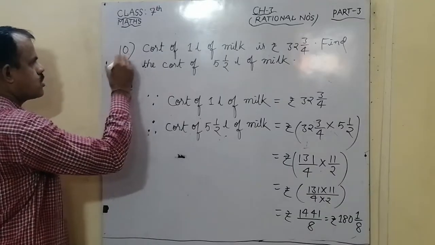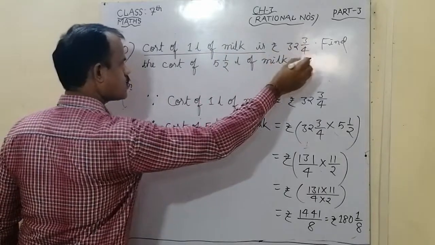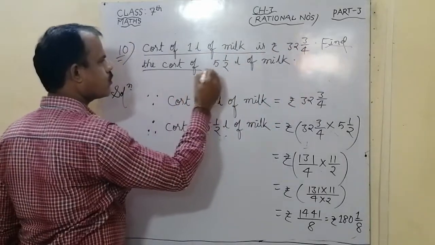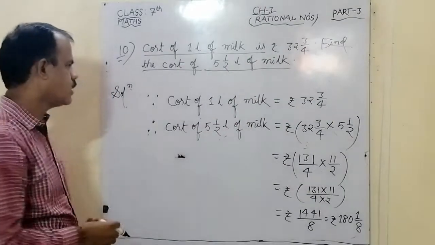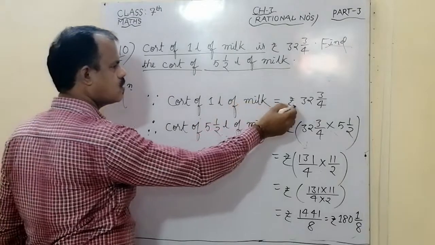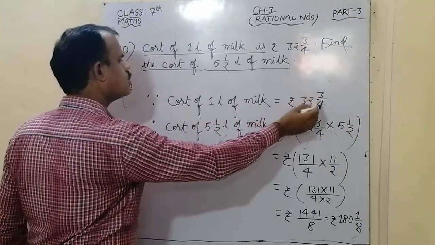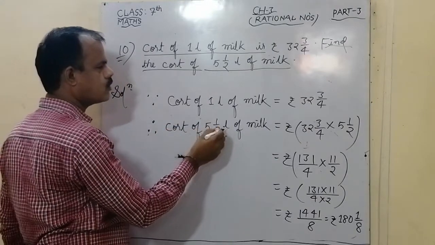Yes student, question number 10. Cost of 1 liter of milk is this. Find the cost of 5.5 liter of milk. So this is unitary method. We have given here 1 liter, cost of 1 liter milk, that is rupees 32 whole 3 by 4. So we have to find cost of 5.5 liter of milk.